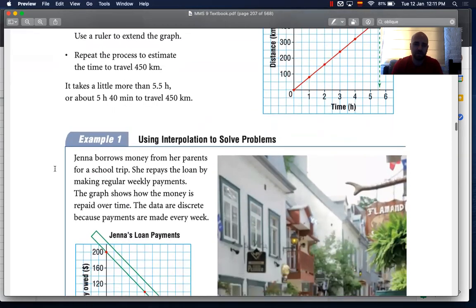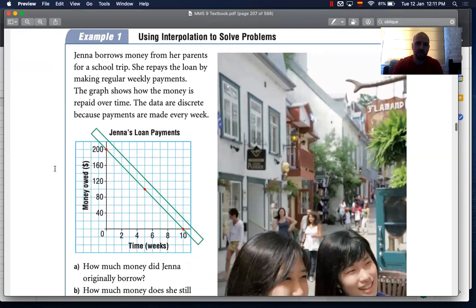So we can use this information and expand on it. Here we're talking about solving problems. Jenna borrows money from her parents for a school trip.